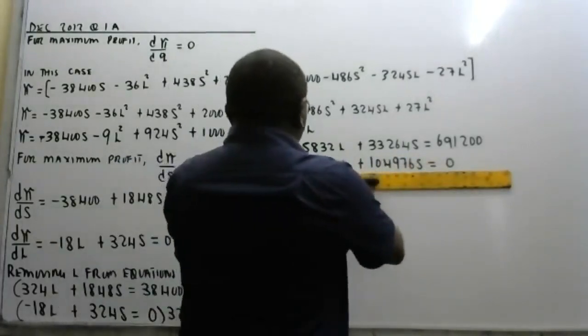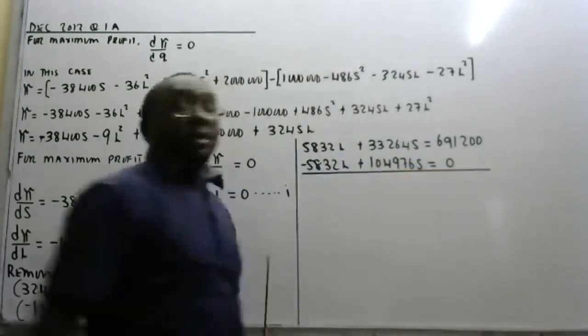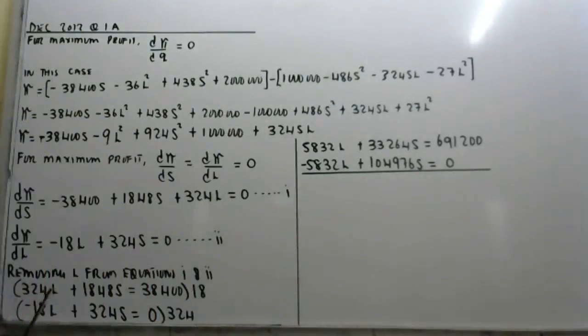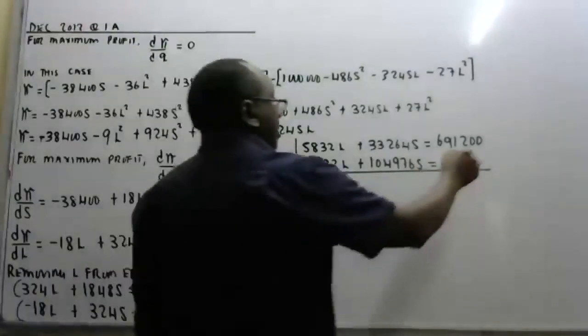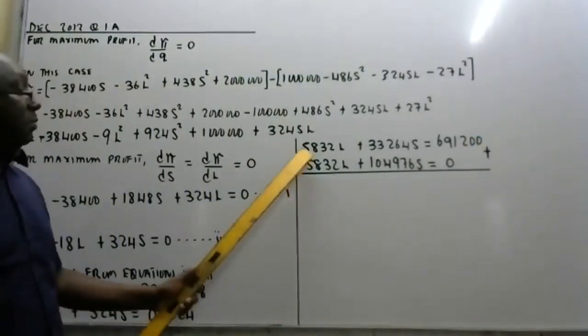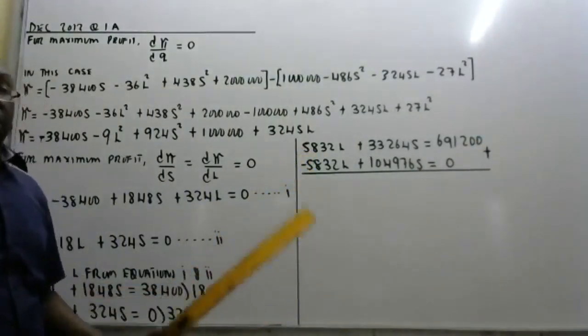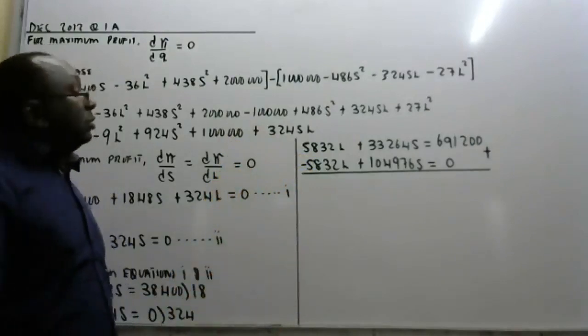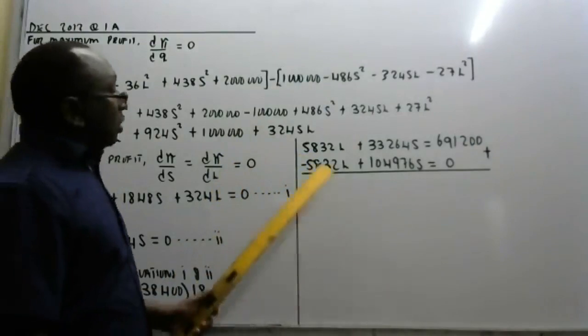So because we are removing L, what we need to do is to add. Because these values are connected by opposite signs. When they are connected by opposite signs, you add. So this goes to 0.